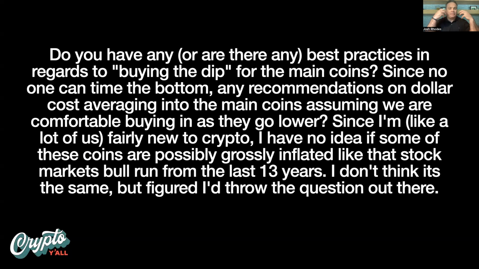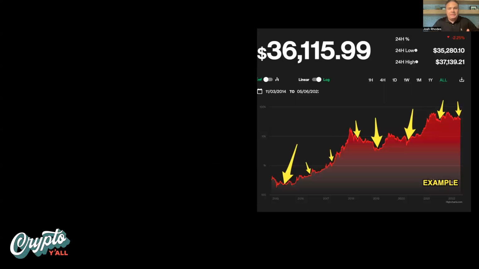The stock market has been in a bull run for the last 13 years. I don't think it's the same, but figured I'd throw the question out there. So I get that question a lot, over and over again, and honestly, this is the catalyst for me creating this module. I want to show you just an abbreviated response to that question in terms of training. I have basically 3 approaches specifically to buying the dip and dollar cost averaging, like basically what to do with stage 2 of the crypto flywheel in a bear market. That's another way to approach this.